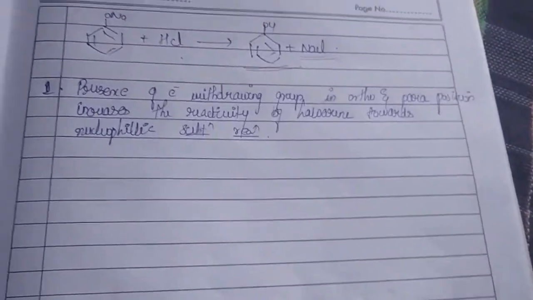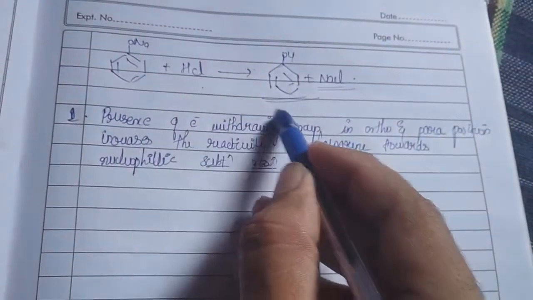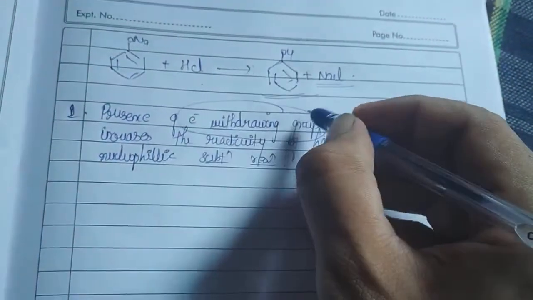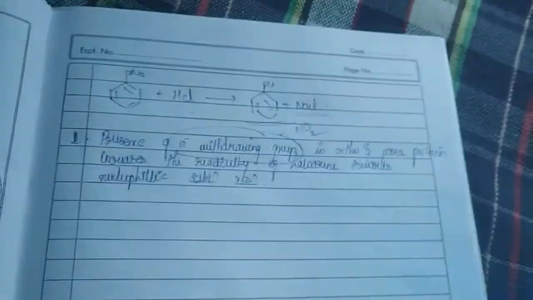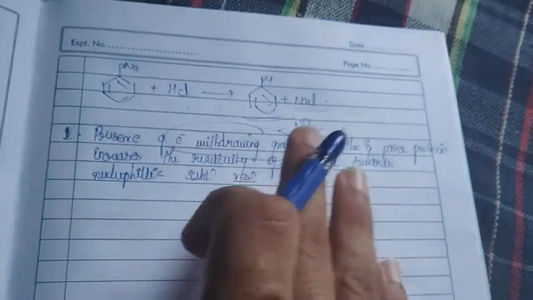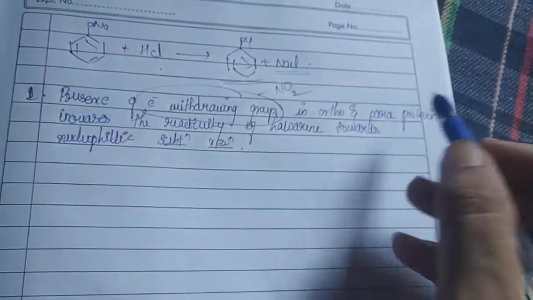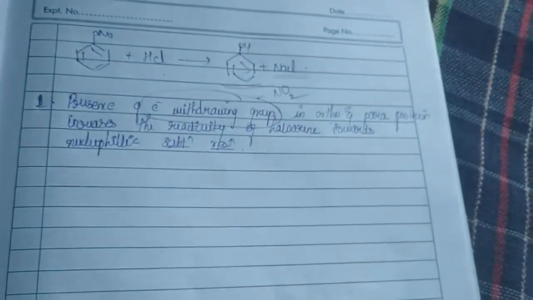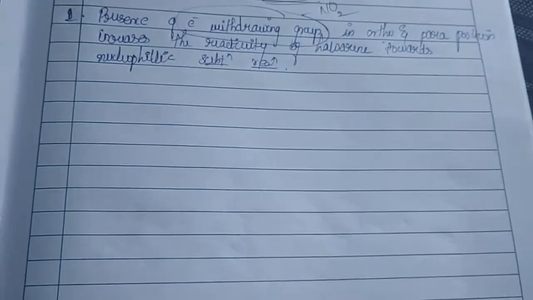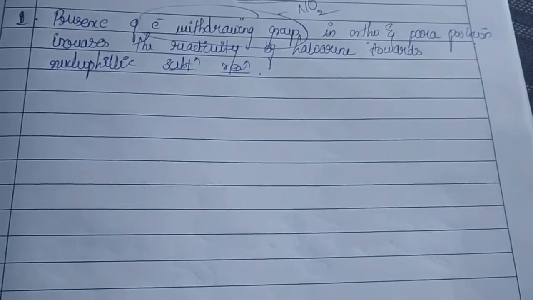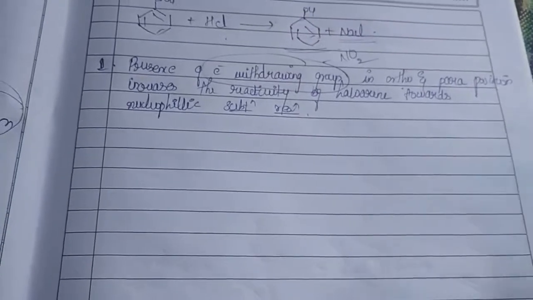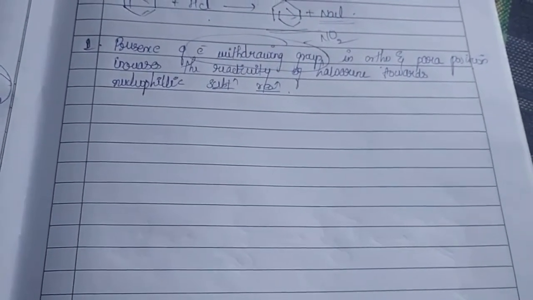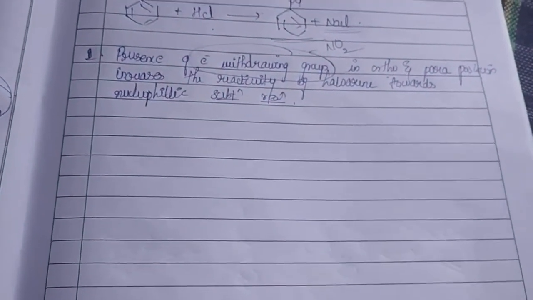But how? It is only when we are having an electron withdrawing group. Basically, I will give an example. For example, the NO2 group, nitrogen dioxide group. So when such an NO2 group is present in the ortho and para position, what happens? The reactivity of the haloarenes towards the nucleophilic substitution reaction increases. So now the question arises. Okay, sir, you said it is with respect to the electron withdrawing group. Can you please explain how and why only in ortho and para position?